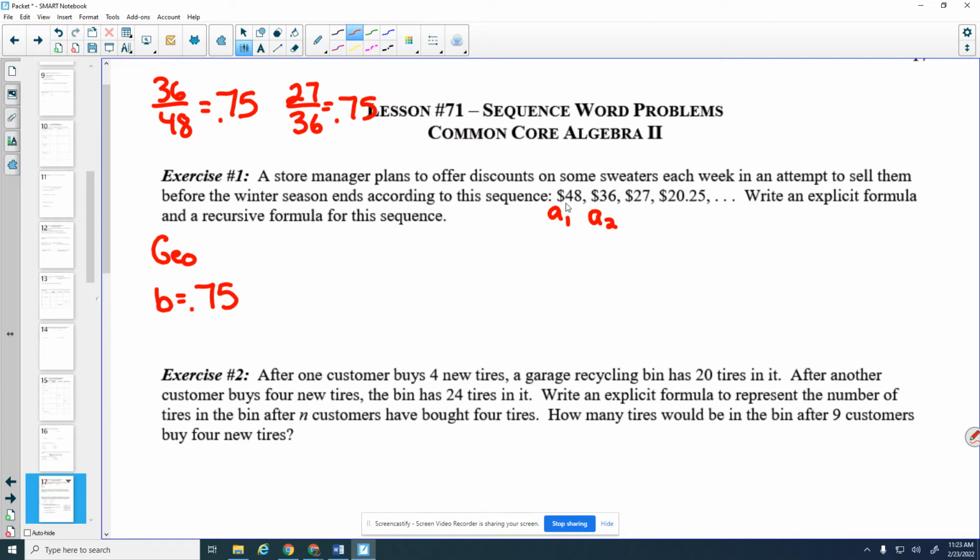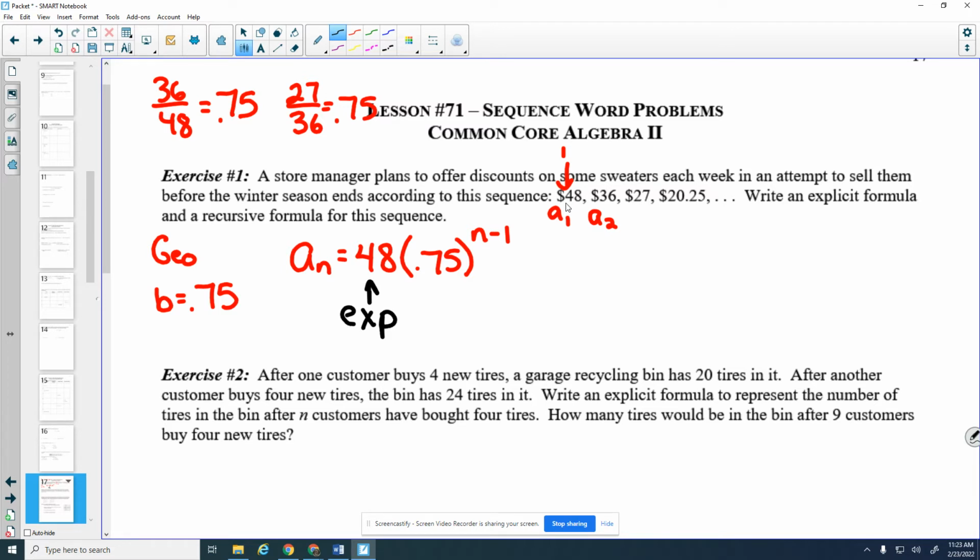For our explicit formula, that's very similar to our a times b to the x formula. So we're going to write a sub n equals our start value. Here is 48, so a sub 1 times our b value, 0.75. And remember, this is the first thing, not the zero thing, so that's why we use the n minus 1, to basically shift it over 1 to the right. So that's explicit. An explicit formula just basically means a function formula, similar to what we've been writing all year.